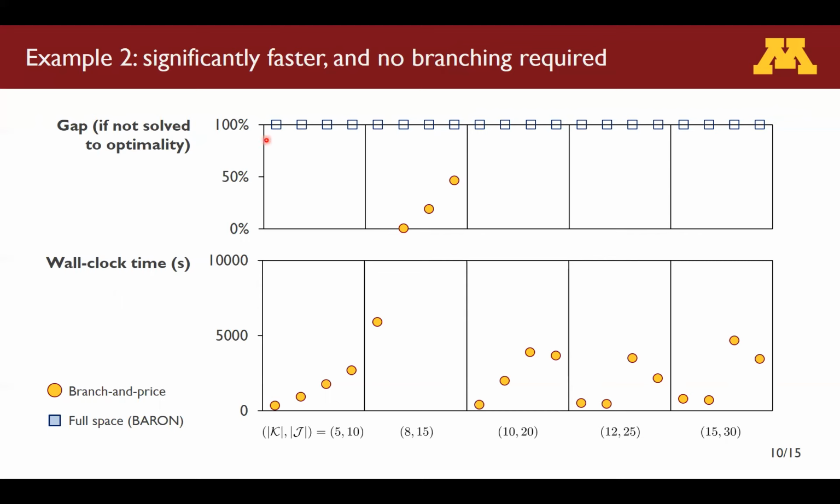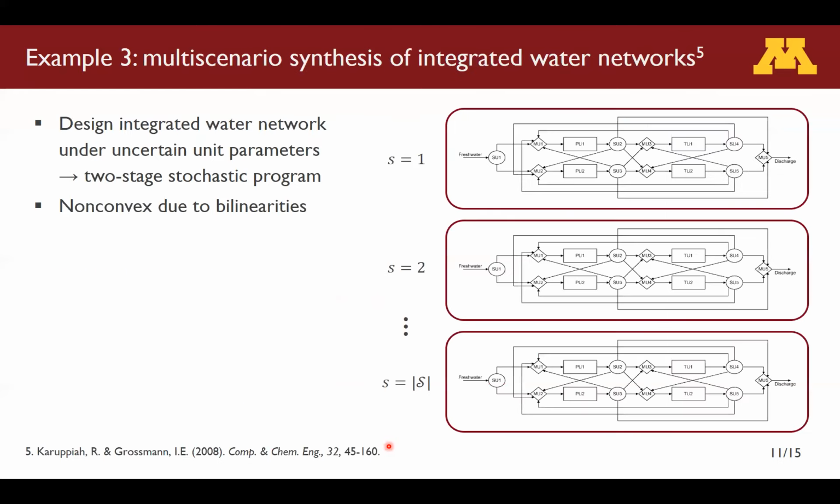The full space problem, I mean, we couldn't solve any of them. You couldn't even find a feasible solution for any of them, whereas the branch and price performs well across the board. One other thing I want to mention is that in all the instances, no branching was required in the branch and price algorithm. So all the problems were solved at the root node. And this is also what happened in the next two examples. So this is what I mentioned before, that often we actually solve the problem at the root node already.